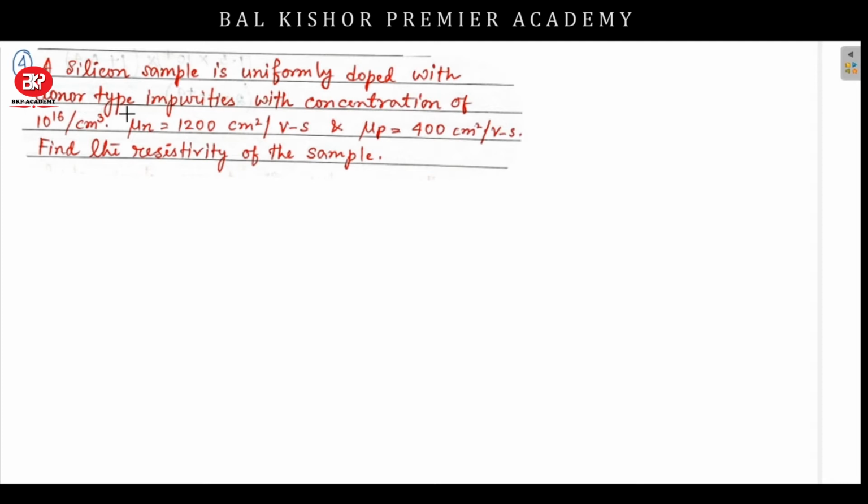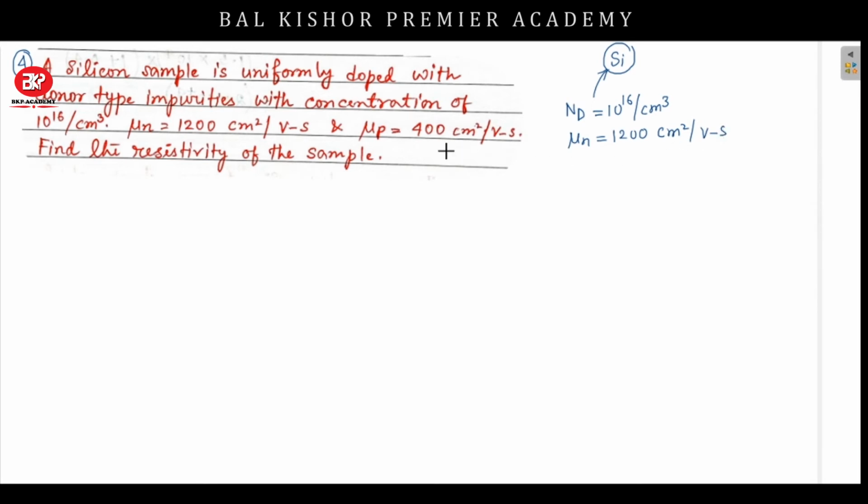with donor type of impurities with concentration of 10 to the power 16 per centimeter cube. So I have a silicon material now, and the doping being done inside it is donor impurities. That means the doping concentration will be Nd, and Nd is given by 10 to the power 16 per centimeter cube, and mu n is also given. So mu n value is given by 1200 centimeter square per volt second.